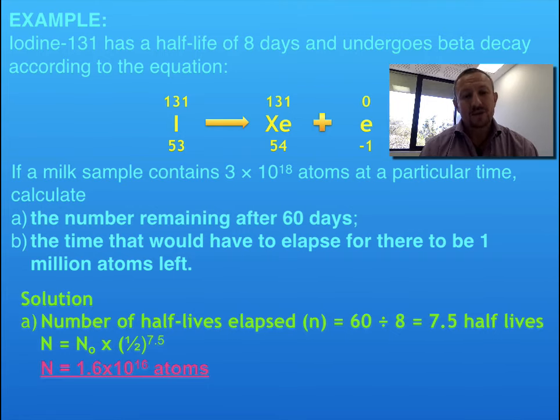So the next question then asks is, what is the time to elapse for there to be 1 million atoms left over? So I start with 3 times 10 to the 18. I finish with 1 million atoms, which is 1 times 10 to the 6. So N is going to be 1 times 10 to the 6. N0 is going to be 3 times 10 to the 18. I need to find what subscript n is.